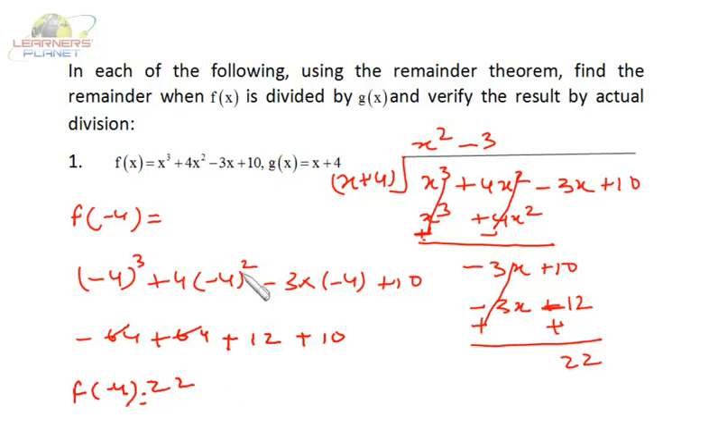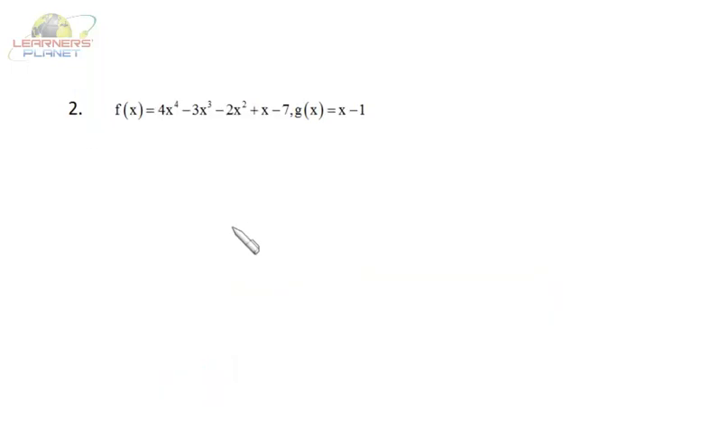Okay, so that means remainder theorem is true. We can verify the results. Here it is 22 by actual division, and by remainder theorem also we get the remainder as 22. Okay, let's do one more example. Now let's see this question.